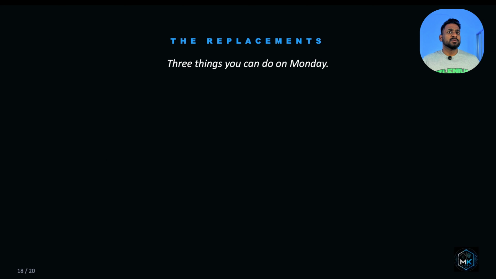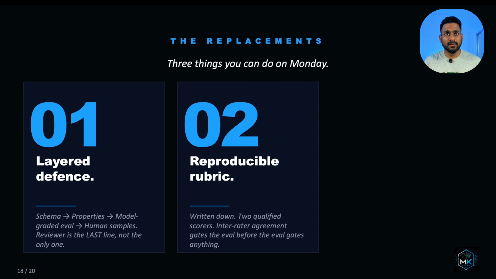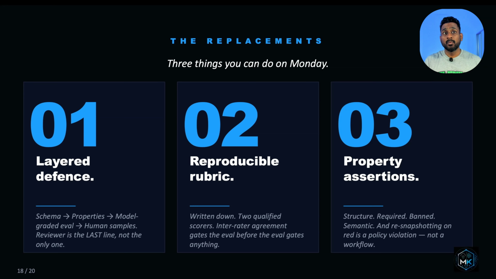Let's bring it together into 3 Monday actions. 1, layer defense: schema, then properties, then model graded eval, then human samples. Humans are the last line, not the only line. 2, reproducible rubric, written down, 2 qualified scorers and inter-rater agreement gates. The eval before the eval gates anything else. 3, property assertions: structure, required, banned, semantic, and treat re-snapshotting on red as a policy violation, not a workflow.